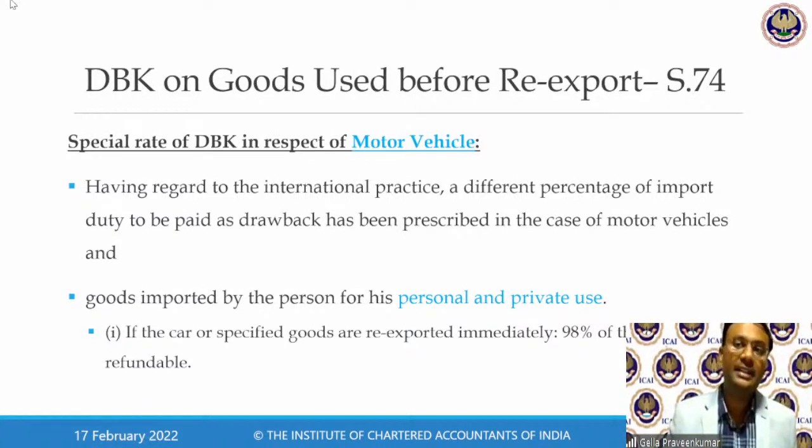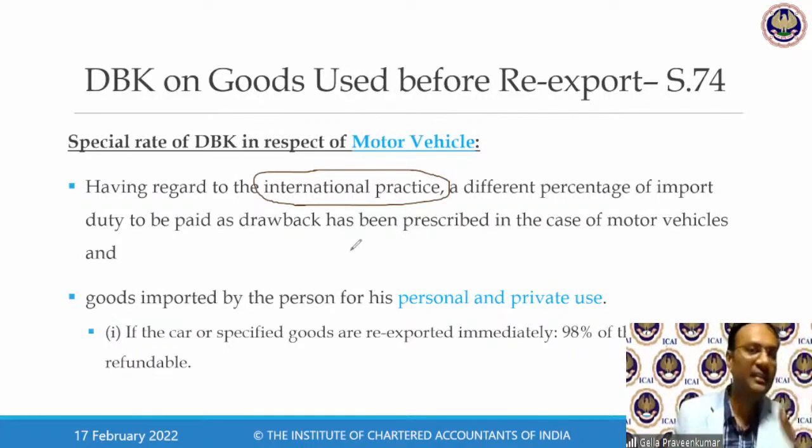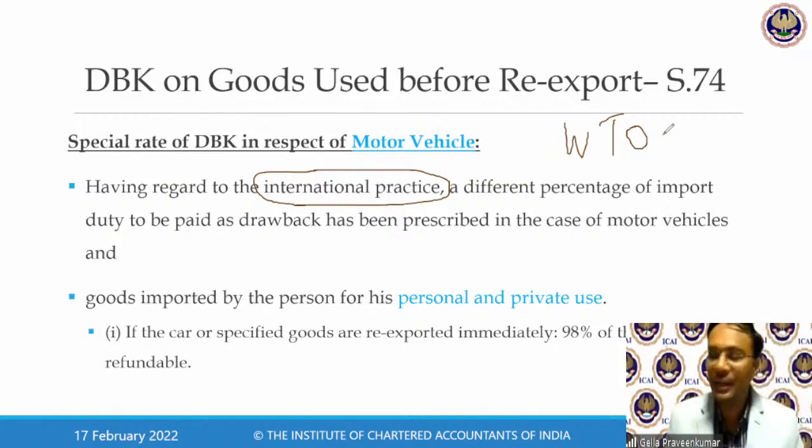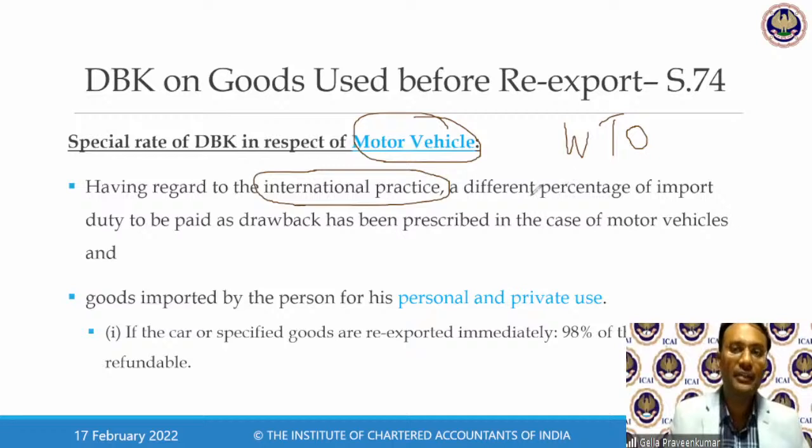At the same time, the central government may bring in some additional conditions to give this extended period. So here, the motor vehicle takes its entry. Special rate of drawback is allowed in the case of a motor vehicle. Now, this is an international practice. As I have said in another class, we have these norms as per the World Trade Organization with respect to HSN, valuation, import conditions, levy of duty, and import and export procedures. One of those is a special provision connected with the motor vehicle, where, having regard to international practice, a different percentage of import duty to be paid as drawback has been prescribed.